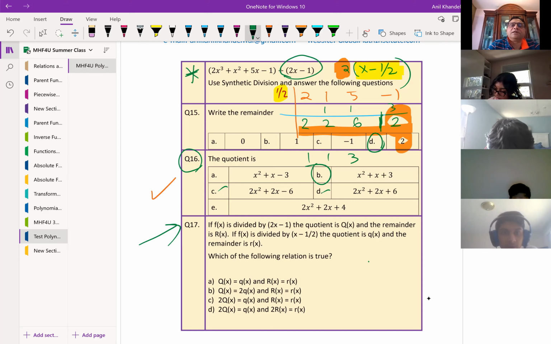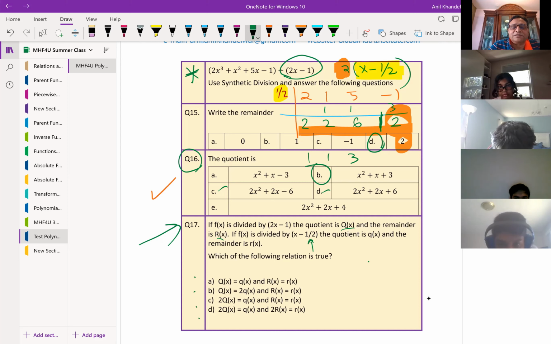Okay, sir. Yeah, I can give it a shot. So if f of x is divided by 2x minus 1 and the quotient is q of x and the remainder is r of x, right? So then we divide f of x again by x minus half and the quotient is little q of x and the remainder is little r of x. Correct. So since we just did that, when we divided it by half and then we divided it again by 2, we saw that it would be half of the answer when dividing it by x minus half.